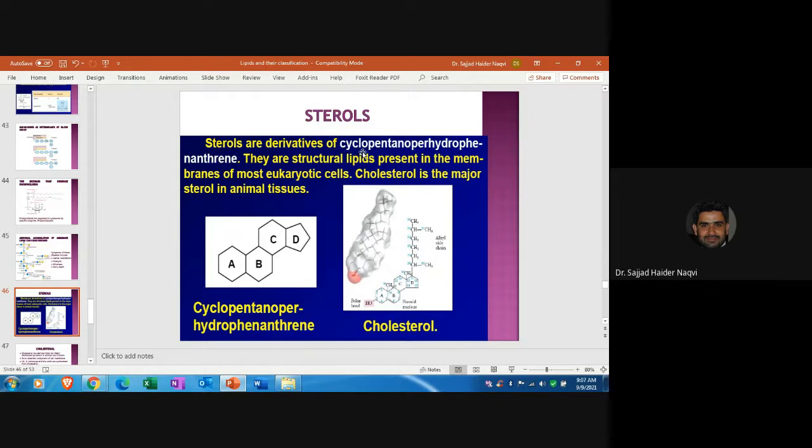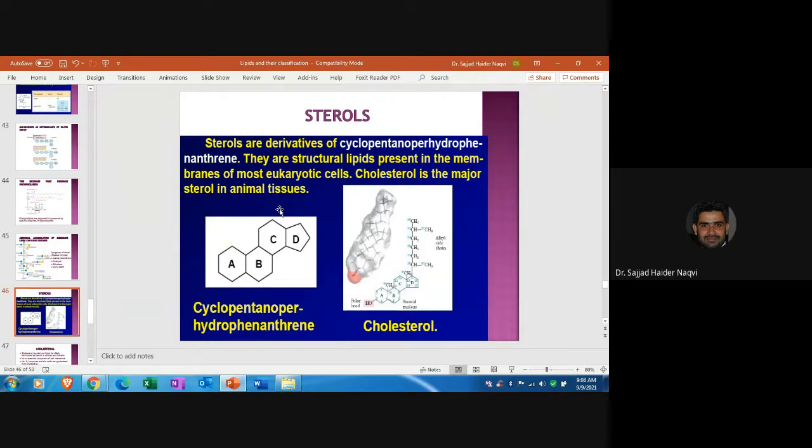This ring is called cyclopentanoperhydrophenanthrene ring. These four rings are fused together. That's the basic nucleus. They are structural lipids. Sterols are also structural lipids, and they are an integral part of the membrane of most eukaryotic cells. And cholesterol is the major sterol in animal tissue.